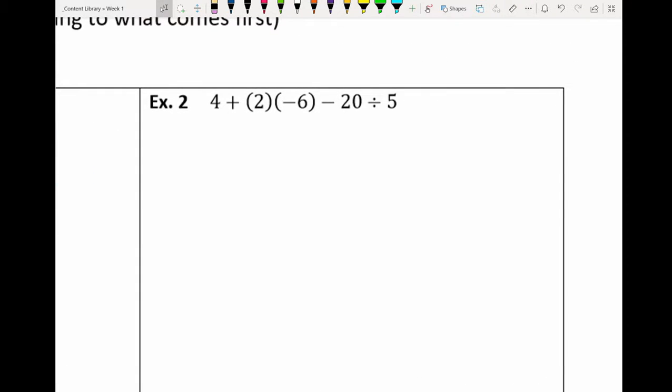Moving on to example 2. Again, same idea. Go through BEDMAS. So start with brackets. We don't have any brackets in this case. Then exponents, which we don't have either. And then finally, next, multiplication or division.